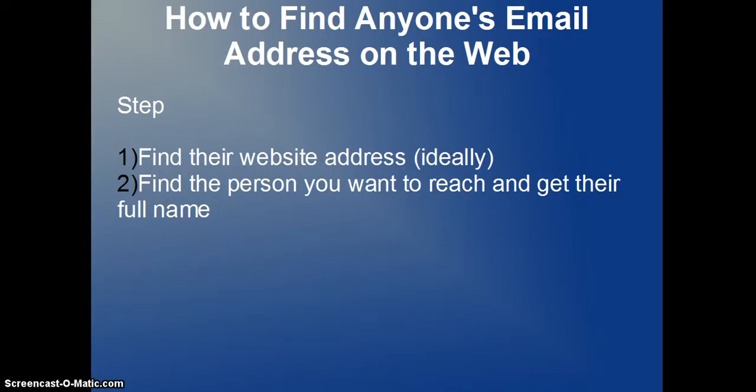So step number one, the most obvious one is to find their website address first. Ideally, if they have a Gmail or Hotmail, it's a lot harder to find because it's more of a guess. But if they have a website, so if they're an influencer of some sort, business owner, celebrity, community organizer, event coordinator, somebody who has some kind of influence, or even within a company, like HR, event planning, or a purchasing manager, most of these people have a corporate website of some sort. And obviously, you need the full name of the person you want to reach.